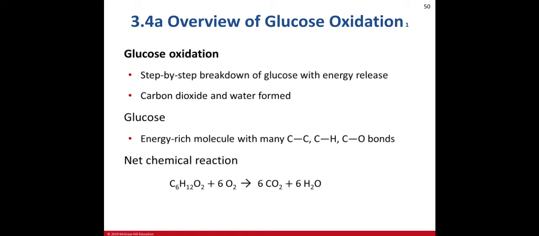And here's what we know. We know glucose is an energy rich molecule because it has a lot of bonds, specifically the carbon to carbon bonds, carbon to hydrogen, and carbon to oxygen. Our chemical equation that you looked at in Bio 101 is going to be our glucose molecule plus 6 oxygen is going to yield 6 CO2 and 6 water molecules.